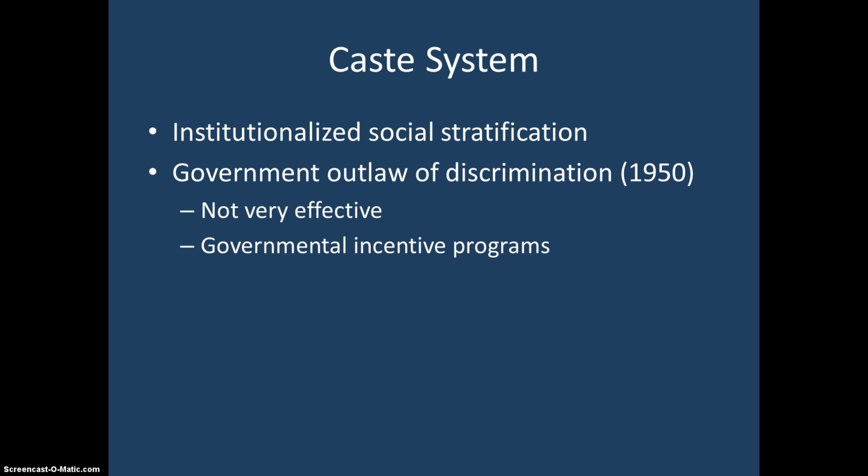Now, the government did outlaw discrimination based on caste back in 1950, but as America's history with social change shows, just because you outlaw something doesn't make it so overnight. You can't really outlaw social views. So, certainly at the beginning, this outlawing of discrimination was not very effective. This was still a heavy part of Indian society.